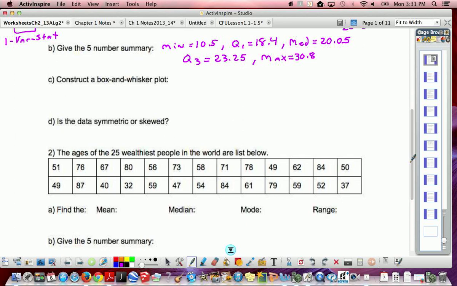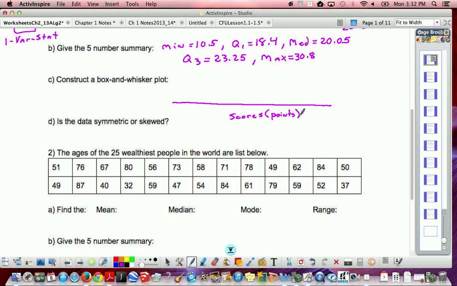So in part C, you're asked to graph the box and whisker plot. So the first thing I'm going to do is draw myself an x-axis. I'm going to label it my scores. I'm going to just note that it's in points.